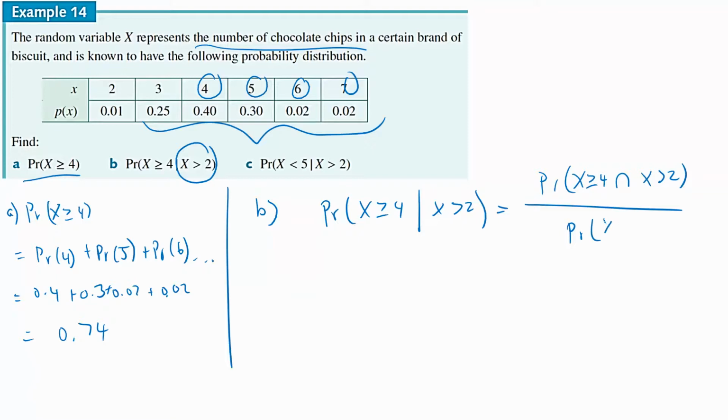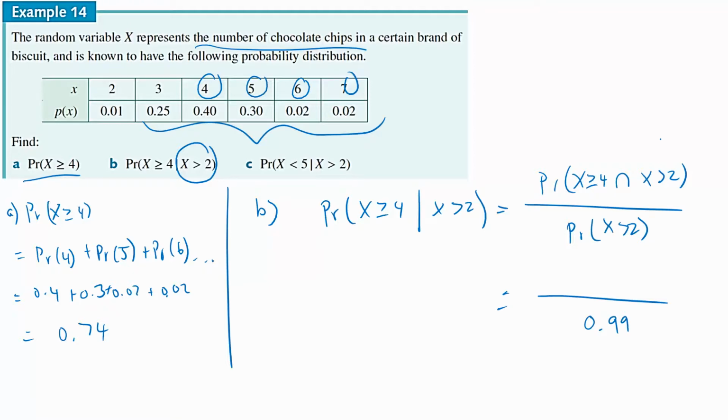And the condition is greater than 2. Now we already know that the chances greater than 2 were either between 3, 4, 5, 6, and 7. So the probability of that happening is 0.25 plus 0.4 plus 0.3 plus 0.02 plus 0.02. So that gives you what? 0.99. Okay, so the chances of getting more than 2 choc chips is 0.99.